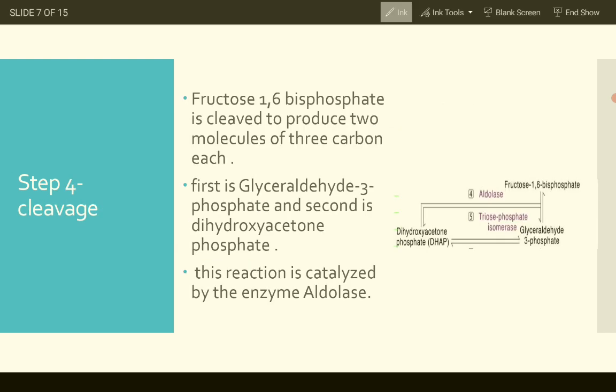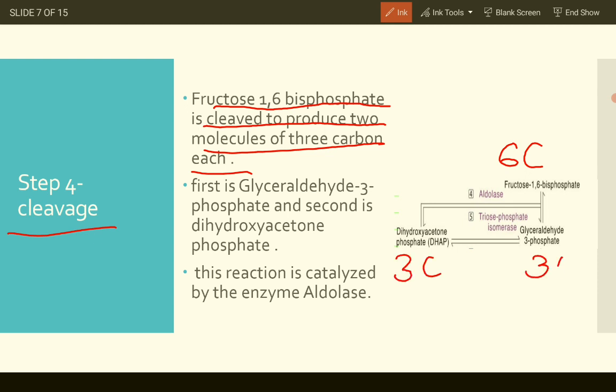Step 4 is cleavage. Cleavage means breaking down. Now as you can see, fructose 1,6 bisphosphate is cleaved to produce two molecules of 3 carbon each. Fructose 1,6 bisphosphate is a 6 carbon molecule which is cleaved or broken down into two 3 carbon molecules, right. The first molecule is dihydroxyacetone phosphate and the second one is glyceraldehyde 3 phosphate, both of which are 3 carbon molecule compounds, right. It occurs through the enzyme called aldolase.